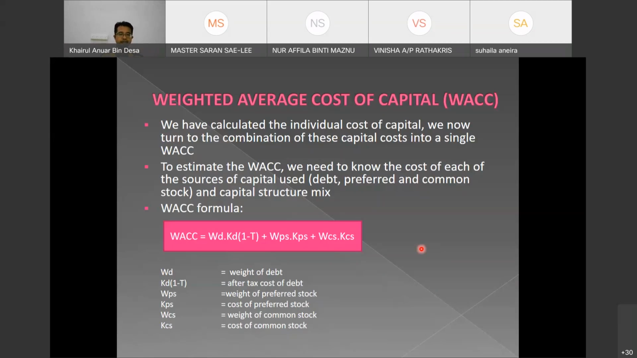So to estimate the WACC, we need to know the cost of each component. Number one, we have to know each cost, meaning debt, preferred share, and common share, and also the capital mix. Okay, and also the capital mix. What is the capital mix? We have calculated the costs already. Okay, what is the capital mix?